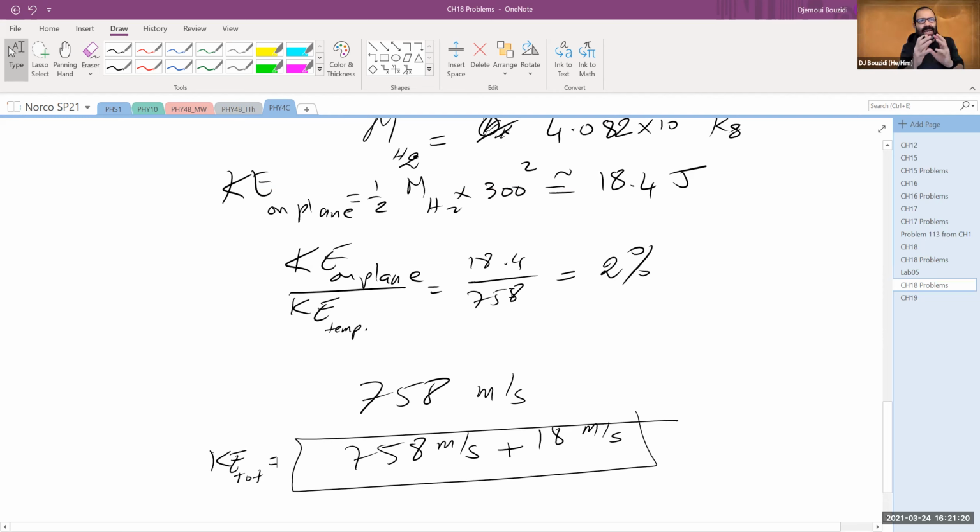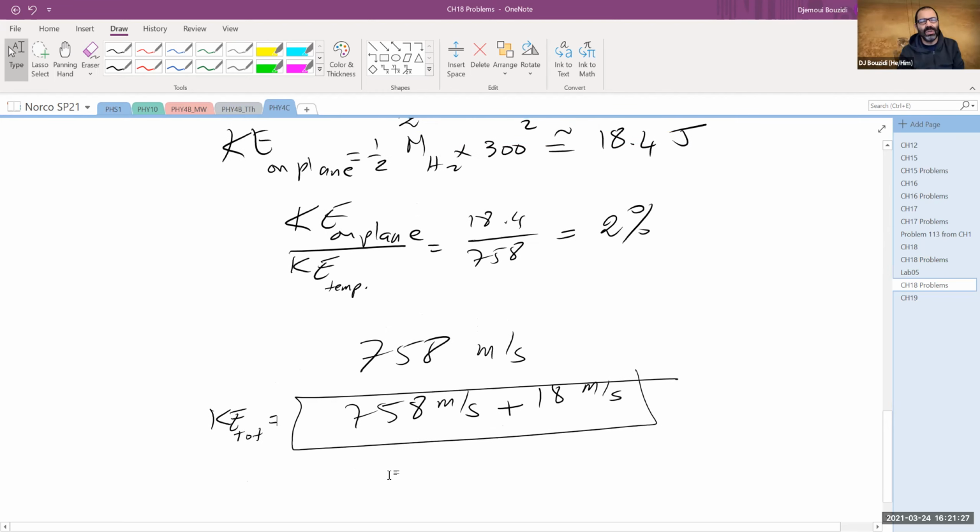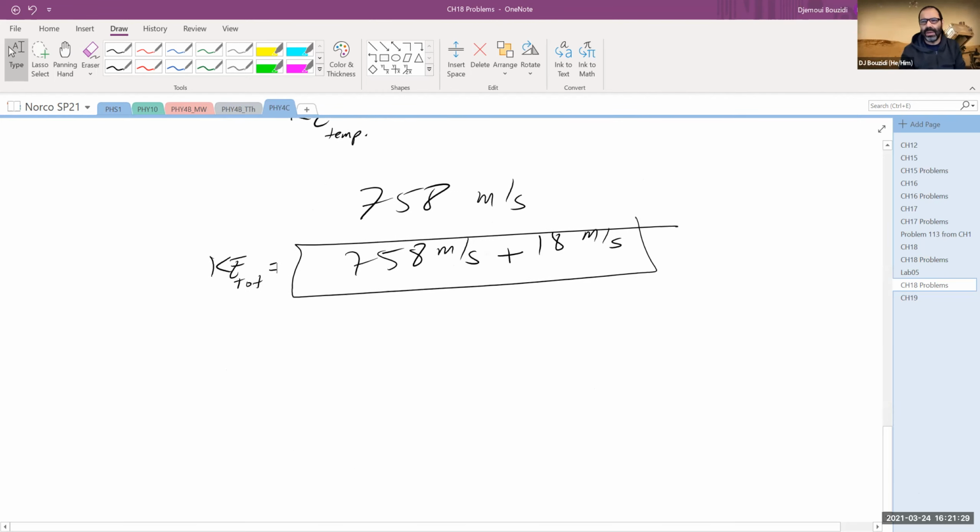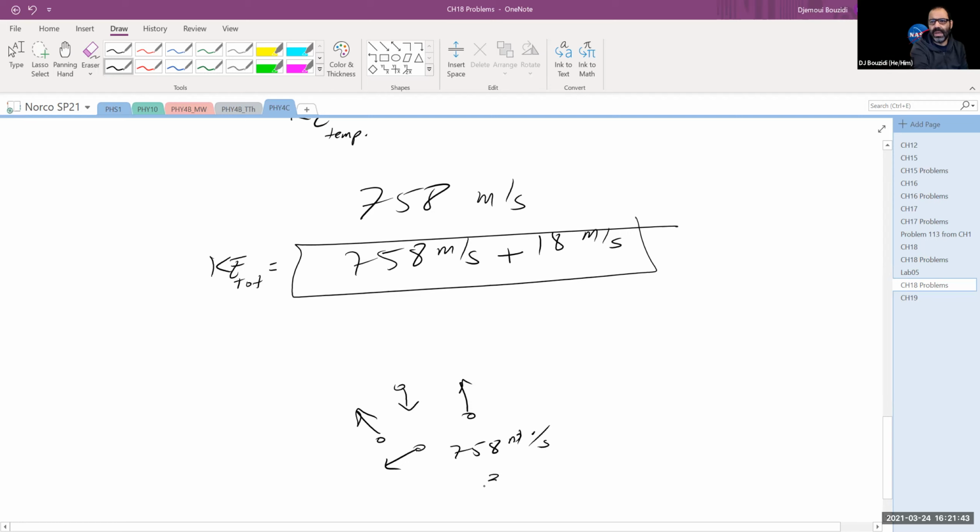So when that has actually shifted from the initial value, the average is still due to thermal agitation, 758. So if you're going to take one molecule and another molecule and have random motion in here, this results in 758 meters per second, which is equivalent to 300 Kelvin temperature, because temperature and average kinetic energy due to thermal agitation are the same.